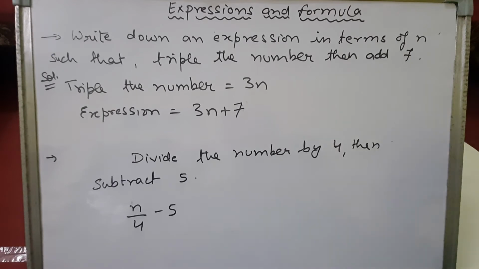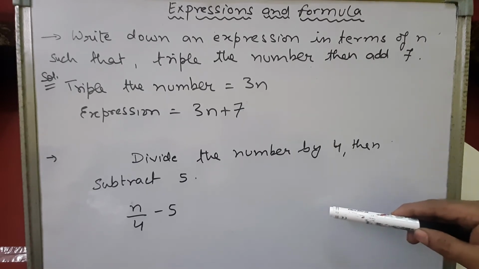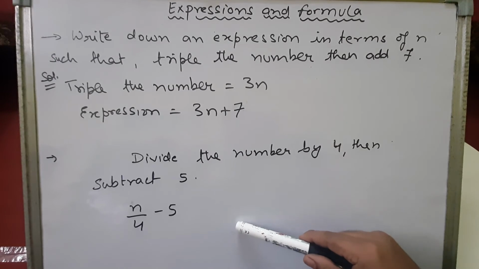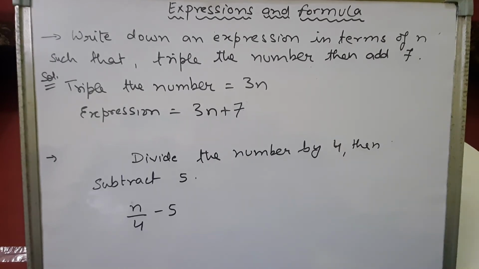See another sum. Here it is written, write down an expression in terms of n such that divide the number by 4, that means divide the number n by 4, then subtract 5. When we divide the number n, we'll get the result n by 4, and when we subtract 5 from the result, the expression will be n by 4 minus 5. Children, please note down this much.